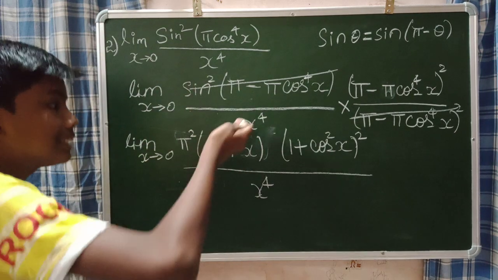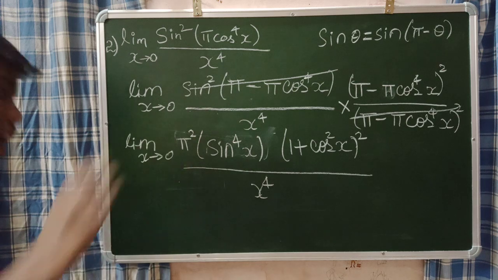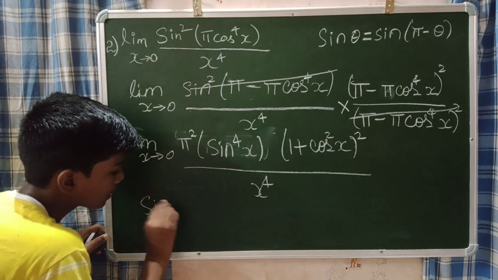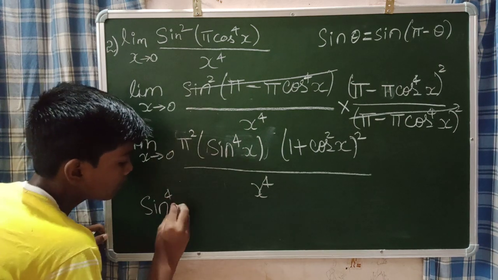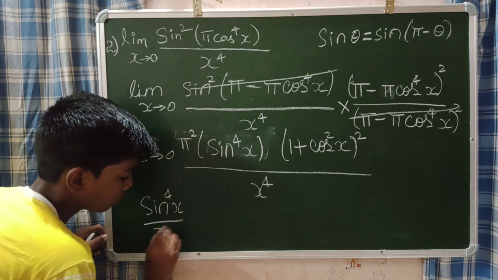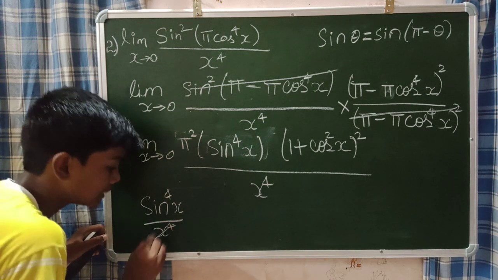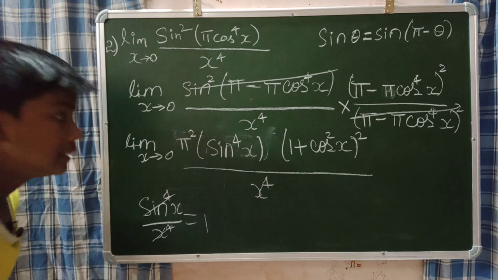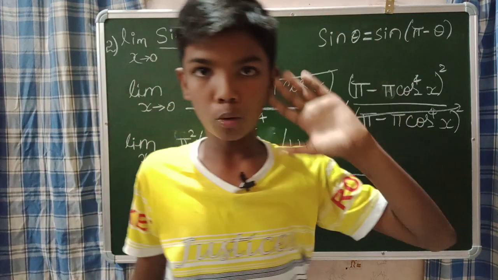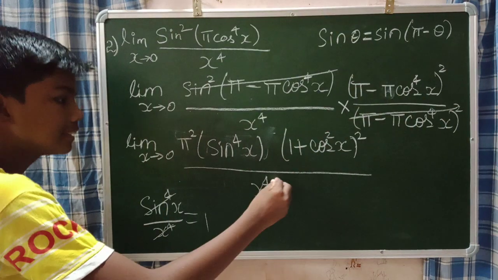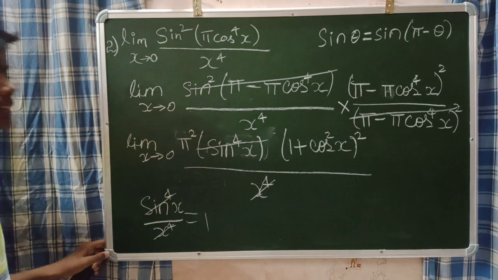Now we can cancel the sine to the power of 4x and x to the power of 4, like the formula we saw earlier. Sine to the power of 4x divided by x to the power of 4 will get cancelled and you will get 1. This formula is the same as I told earlier, so this and this will get cancelled.